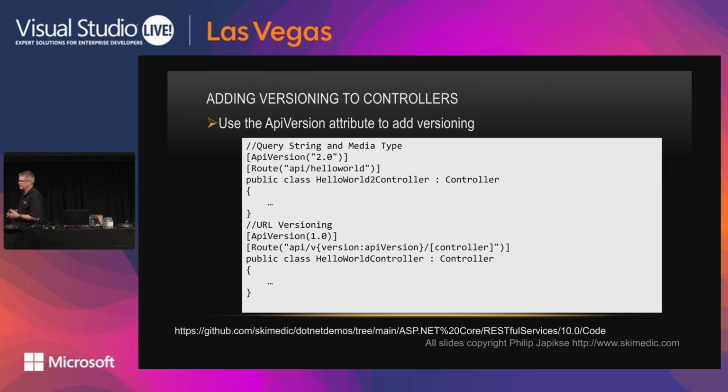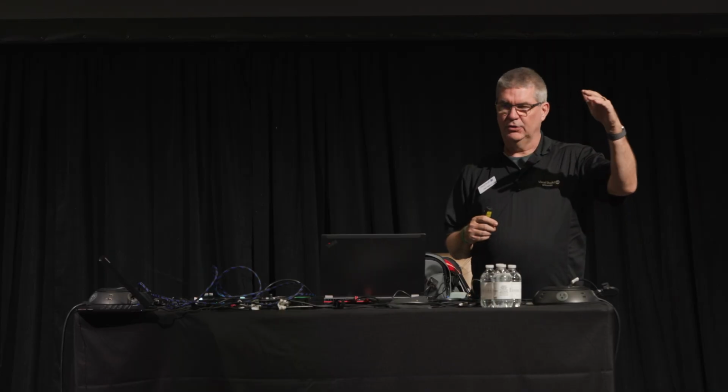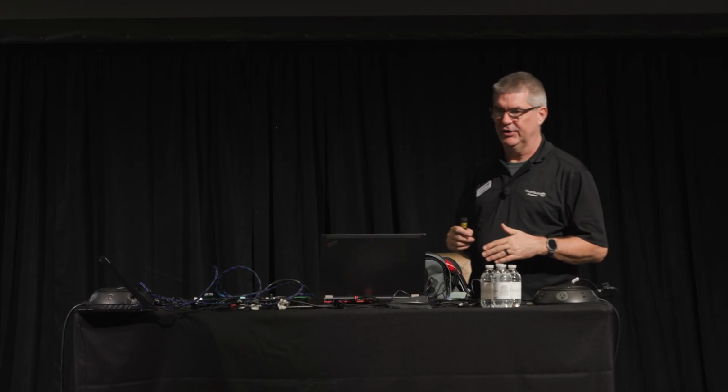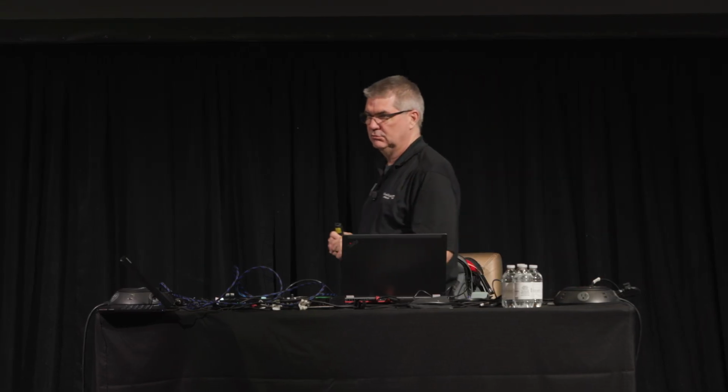We want to version our endpoints. What do we do? We start adding the API version attribute to our controllers. We want to add it at the controller level. Controller level, all action methods inherit the version. You can supersede it. You can put a different version on an action method than what is defined on the controller. Totally legit. Bad idea.